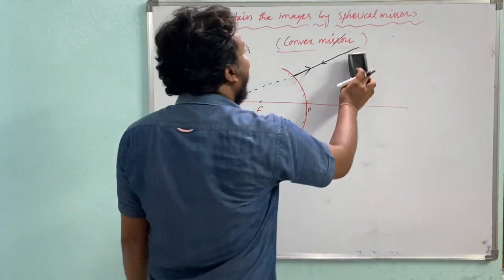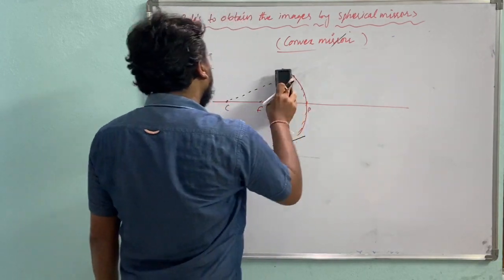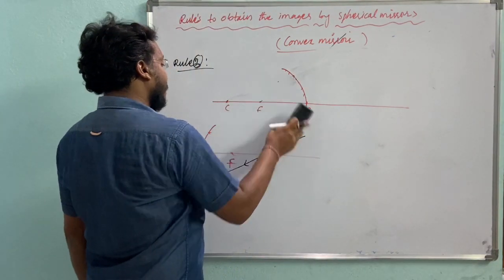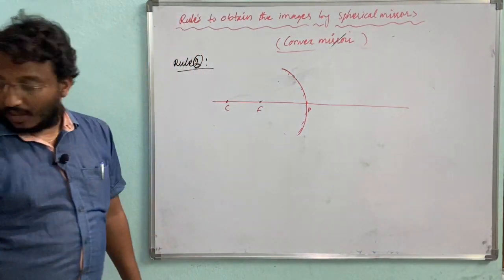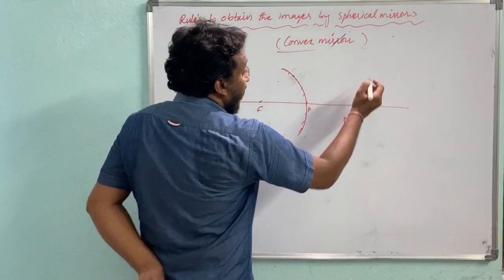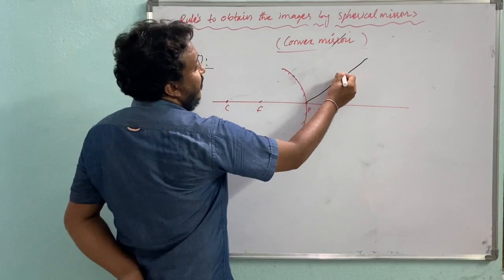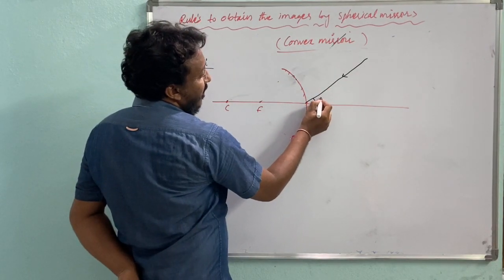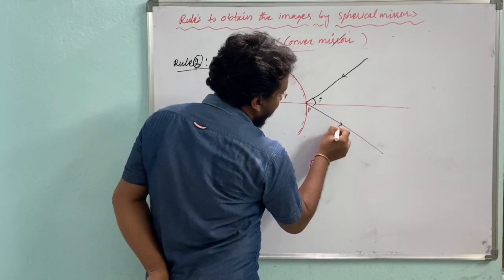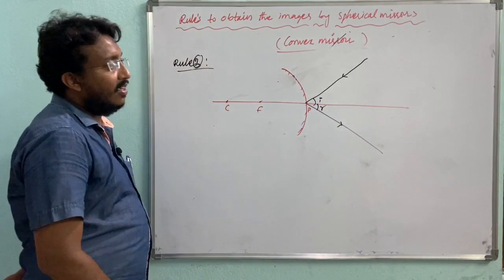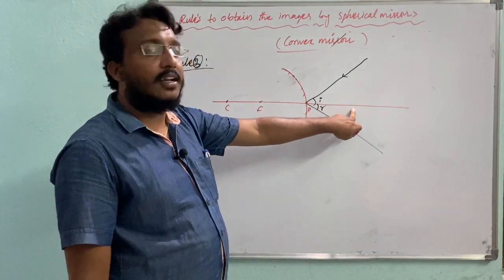Then the last one, rule number 4 with the convex mirror. What is rule number 4? If an incident ray falls on the pole, it follows the laws of reflection, so it reflects in this direction. Have you understood or not? Here the principal axis only acts as the normal.